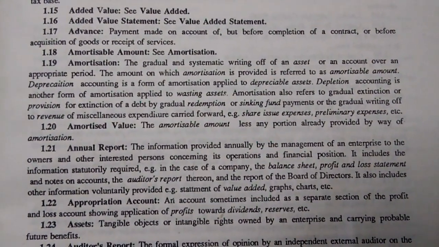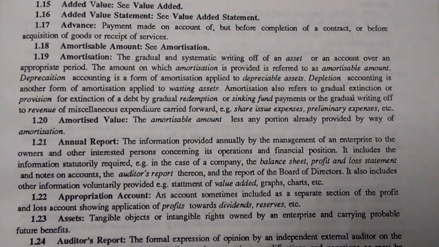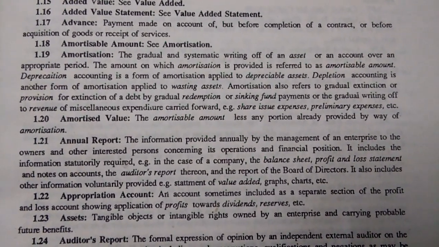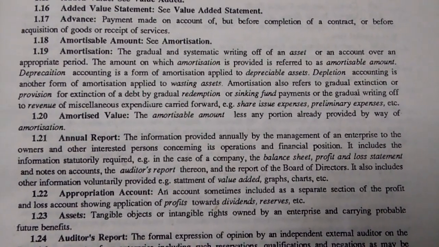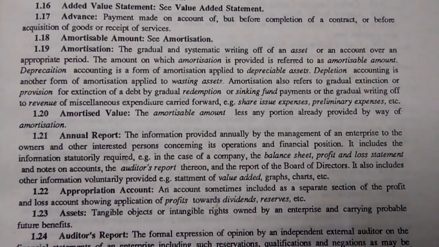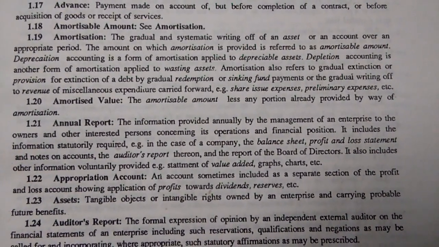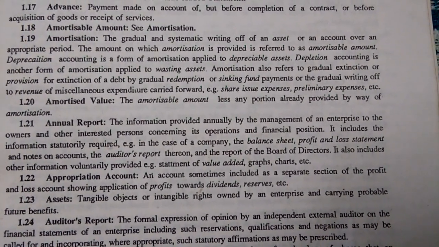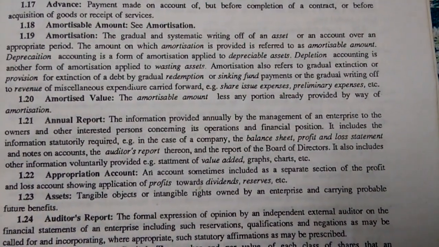Advance. Payment made on account of, but before completion of, a contract or before acquisition of goods or receipt of services. Amortizable amount, that is the amount required for assets of the firm.